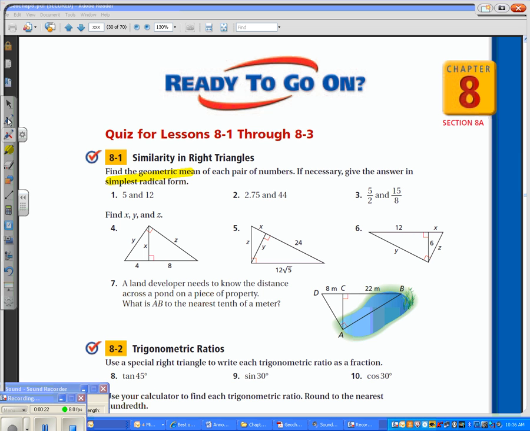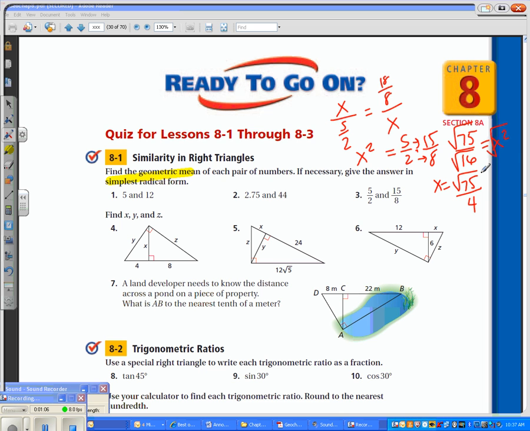So geometric mean is where you take x over something, 5 halves, equals 15/8 over x. And the shortcut is x squared equals the two things multiplied together. So if you multiply, 5 times 15 is going to be 75, and 2 times 8 is going to be 16, and that equals x squared. Now, to get that by itself, do not put this into your calculator and make it a decimal, which is what most of you guys did. Leave it alone, because the next thing you have to do is square root each side to get x by itself. So x equals the square root of 75 over the square root of 16, which we know is just 4.